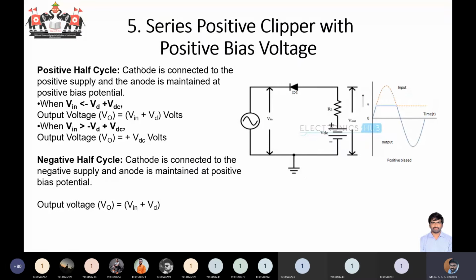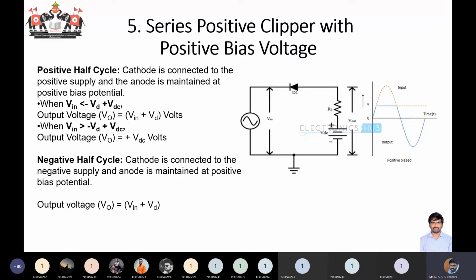So next we have a series positive clipper with positive bias voltage. When we are talking about bias voltage, we are implying that we are introducing a battery in the circuit. Okay, so it's a series positive clipper. Here also the positive portion of the input waveform will be chopped off, or clipped off, and we will be getting the remaining waveform in the output. However, we are introducing an additional battery over here.